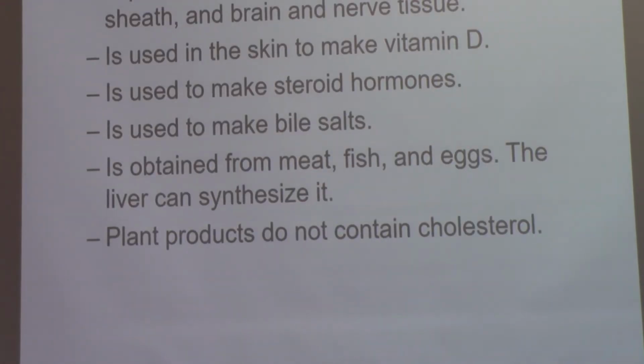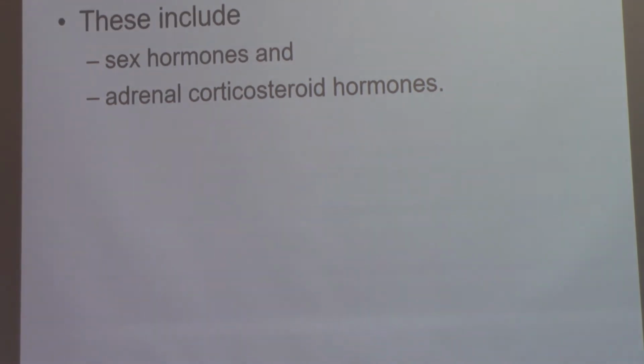What's important to cholesterol? It's important for cell membranes, myelin sheaths, etc. So here's just a list. Just about anything to do with steroids in your body has to come from cholesterol. So you need to have cholesterol in your diet. Your body does make it, but it often needs some bit more. And you get that through meat, fish, eggs, etc.